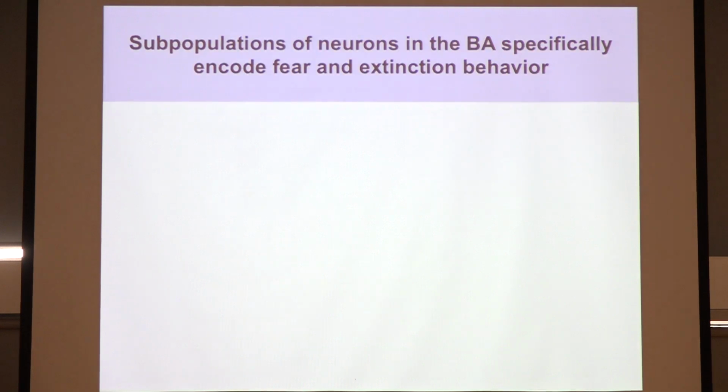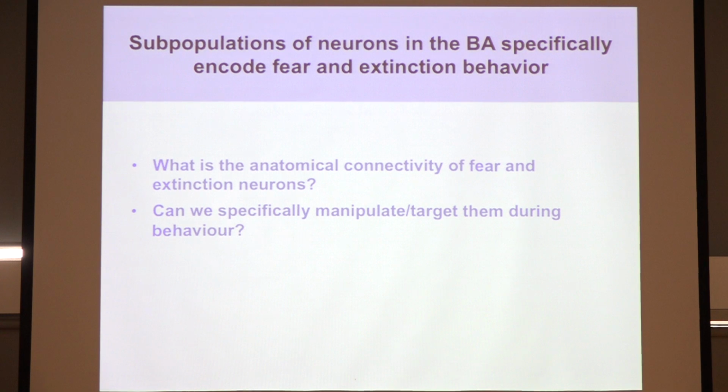So from those data, we have shown that there is a subpopulation of neurons in the basal amygdala that specifically encode fear and extinction behavior. These data are interesting, but they also raise other questions. And the 2 questions we were interested in are the following. What is the anatomical connectivity of fear and extinction neurons, the precise one, not only the mPFC, but which region of the prefrontal cortex, for instance, and is there any means by which we could specifically manipulate those fear and extinction neurons during fear behavior?